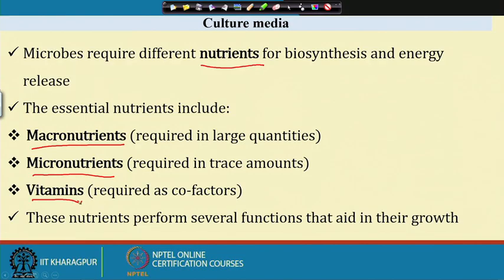But micronutrients means those required in very small amounts. What are those? These are mostly metal ions. If you look at our metabolic pathways, we will find different enzymes that participate in different metabolic reactions, and most of the enzymes require a metal ion as a cofactor. They are required in a very small amount. That is why we call them micronutrients. Vitamins are also required as cofactors. These nutrients perform several functions that aid growth.